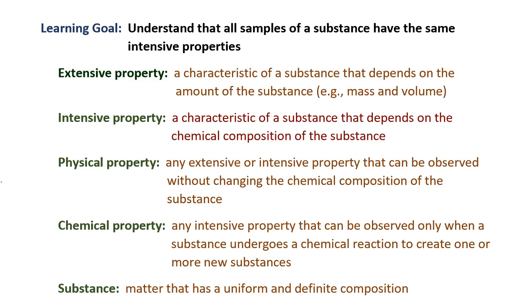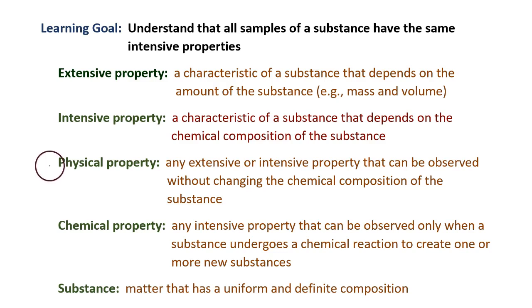For example, it's an intensive property of the substance water that it's a liquid at room temperature. The distinctive gold color of the substance gold is an intensive property of gold. It's an intensive property of copper that electricity can pass through a wire that's made out of copper.